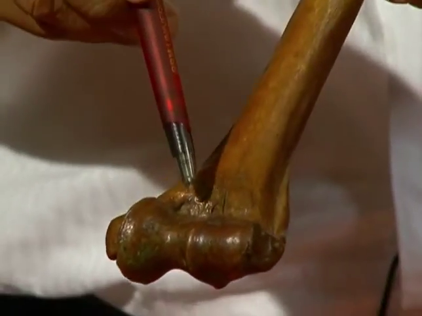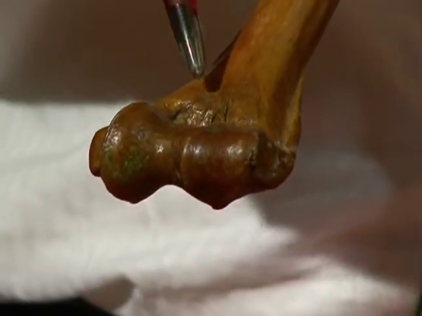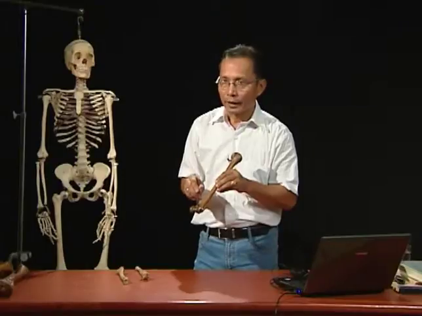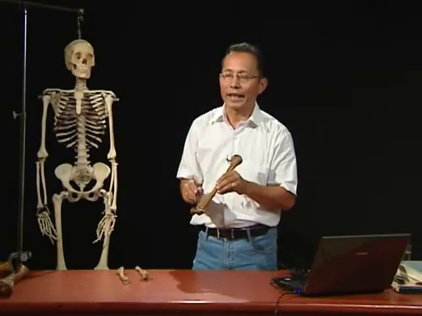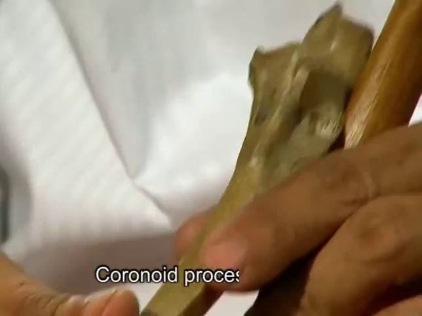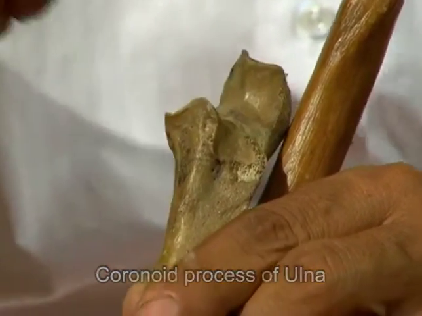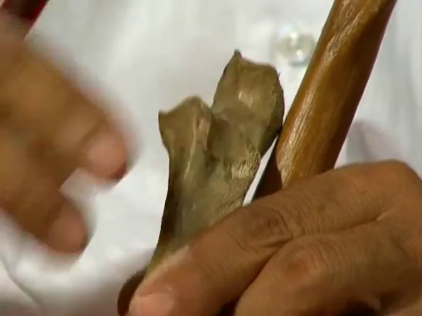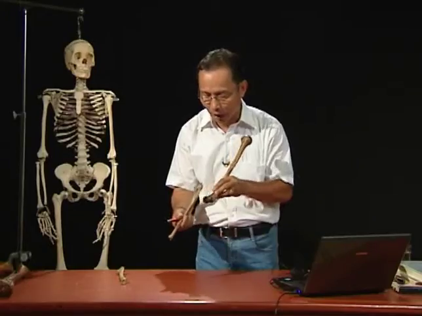Well, you can see one fossa here. This is called the coronoid fossa, just to receive the coronoid process of the ulna in a flexed position. So this is the coronoid process of the ulna. Just to receive this coronoid process, there is a depression, the fossa. This is the coronoid fossa. Let us see how it receives.